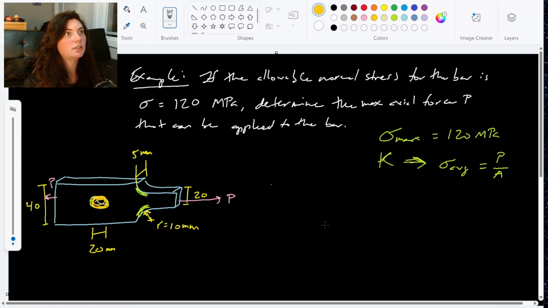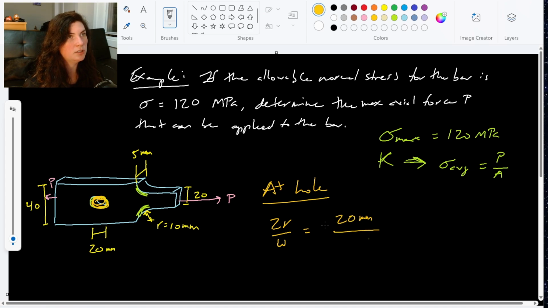So this is the at hole scenario. If the stress concentration limiting factor is at the hole, then 2R over W is a value that I need. And it gives me my 2R value. It's this 20 millimeters right here. So that 20 millimeters over the full height W, that full W there is 40 millimeters. So that works out to be 1/2.